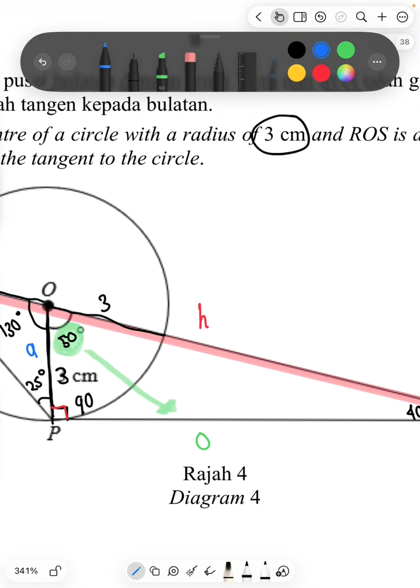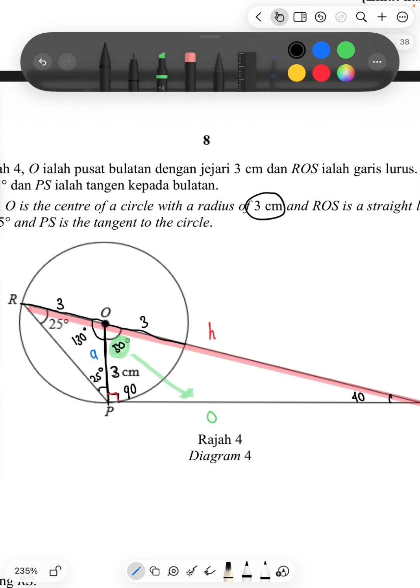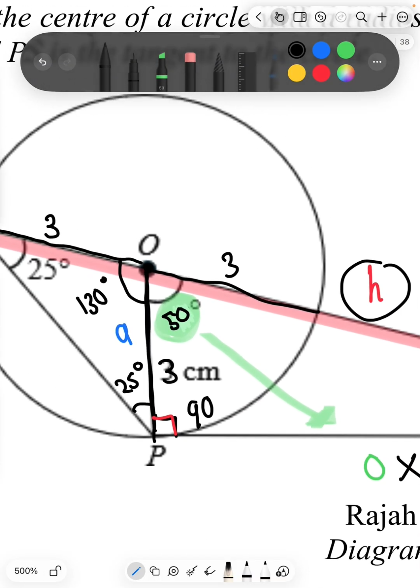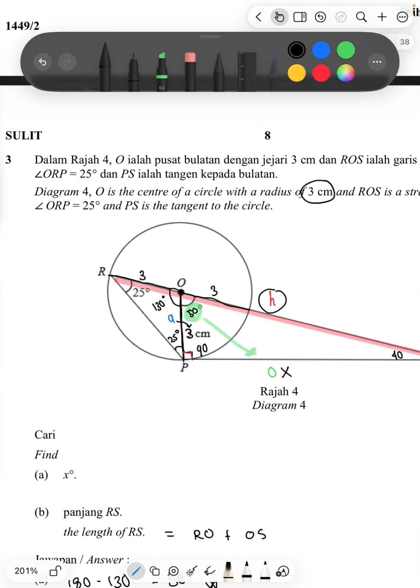So we can't really use O because we don't have the value of O. Because what we need to find is H. So we cross out O because we don't know what the length of PS is. But I do know my A. My A is 3 centimeters. So I'm gonna use this. So I'm left with A and H. So A and H, we use cosine rule.